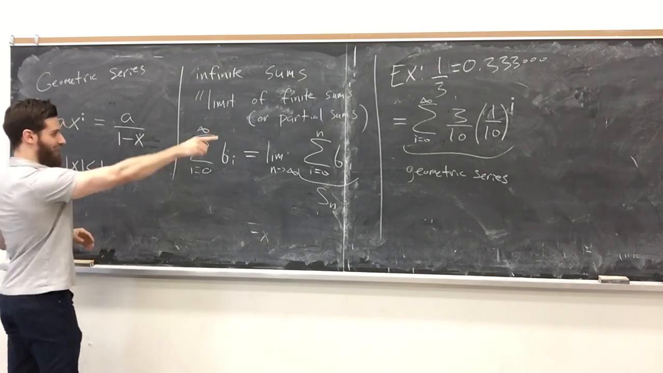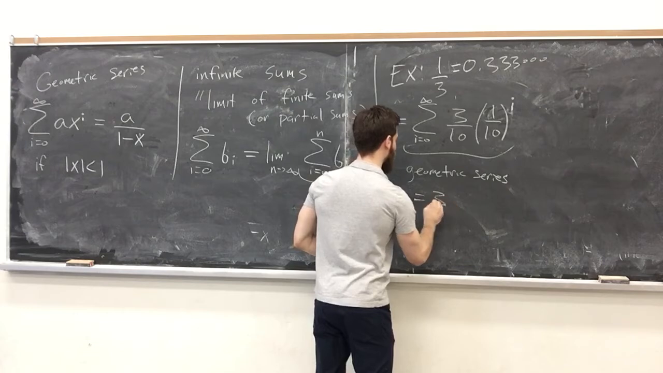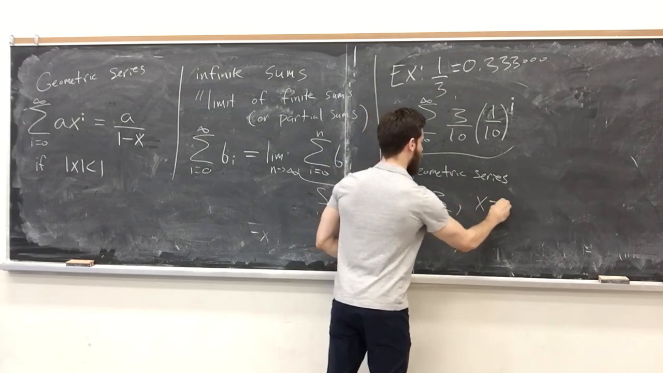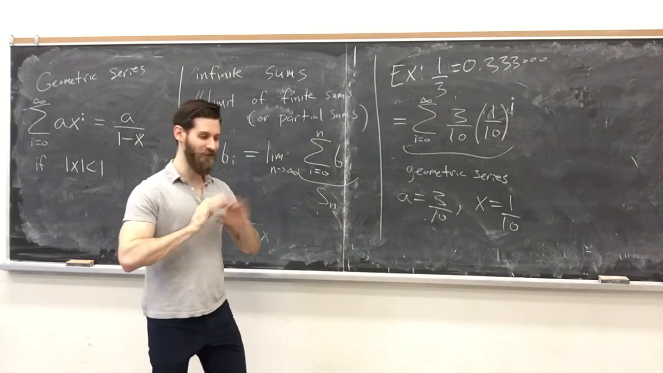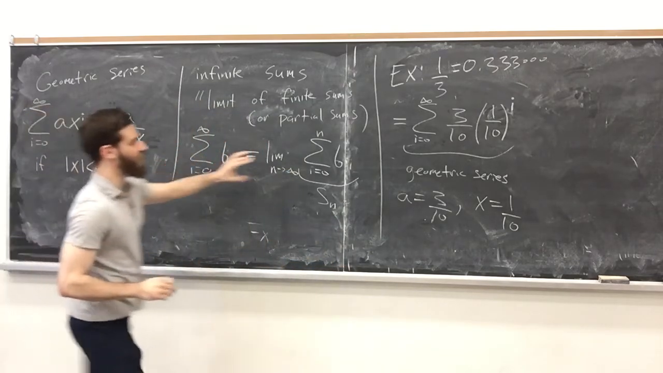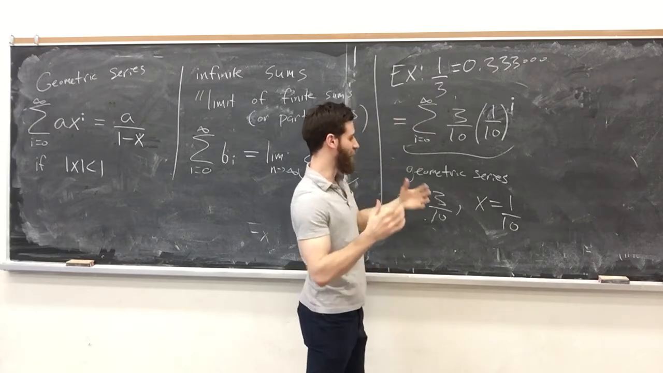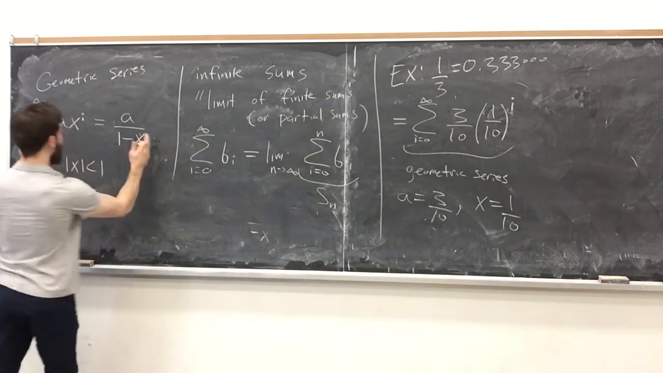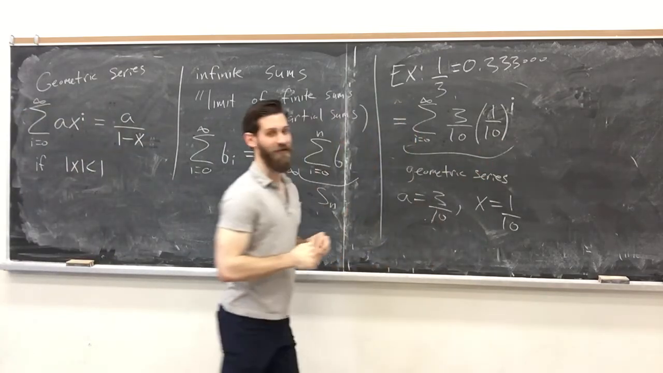So right here, the a is 3 over 10, and the x is 1 over 10. So certainly 1 over 10 has absolute value less than 1, so everything is good. And you could use this formula to actually compute this. So even if you didn't know what this was equal to a priori, you could use this formula to compute that this is actually equal to 1 over 3.